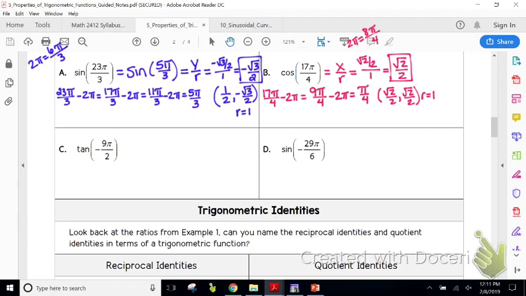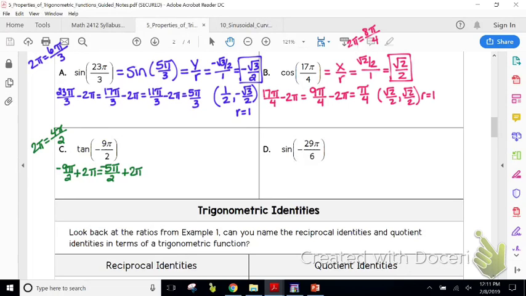All right, on C, negative 9 pi over 2. Is that on my unit circle? No. So let's find its coterminal angle. It's negative, so we're going to add 2 pi. Well, 2 pi is over, remember, use the denominator in the problem and double it for the numerator. So 4 pi over 2. That's what, negative 5 pi over 2.